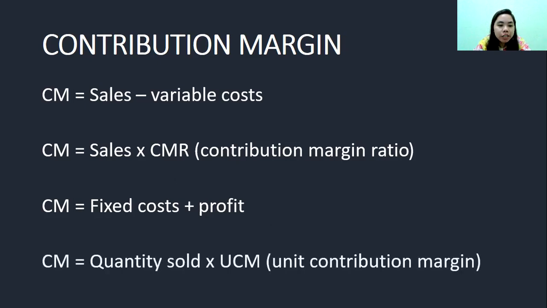The contribution margin is equal to quantity sold times the unit contribution margin. Unit contribution margin is the contribution margin per unit, the contribution margin of the individual product. So that is the unit contribution margin, times the quantity sold.